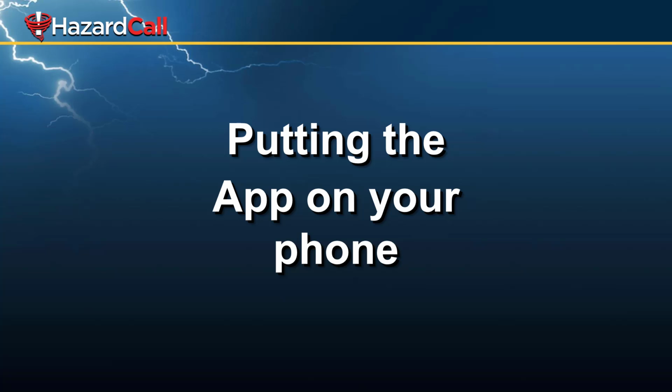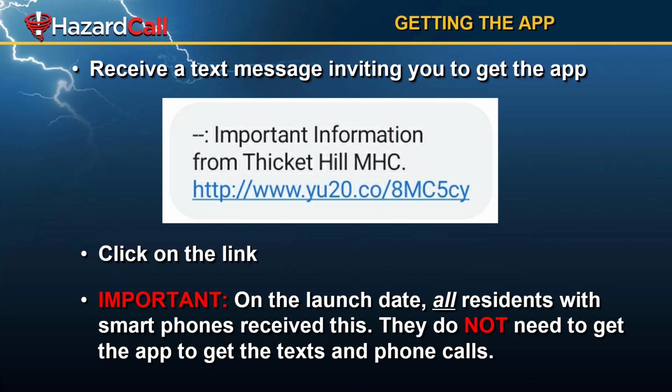Now let's talk about putting the app on your phone. To do this, you will look for a text message that you probably received to get the app. You received it during training, or if you didn't, you can call our customer service and we can send you a new message. Click on the link that comes with the message to begin the download process.